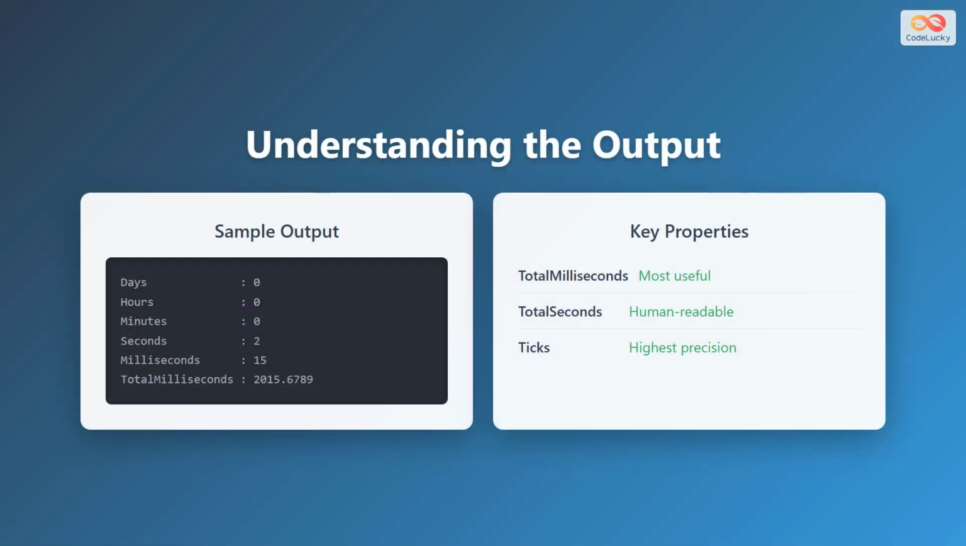When you run Measure-Command, it returns a TimeSpan object with several properties. The output shows days, hours, minutes, seconds, and milliseconds as separate values. However, the most useful properties are TotalMilliseconds for precise measurements, TotalSeconds for human-readable values, and Ticks for the highest precision available. TotalMilliseconds is typically what you'll use most often because it provides a good balance between precision and readability for performance comparisons.